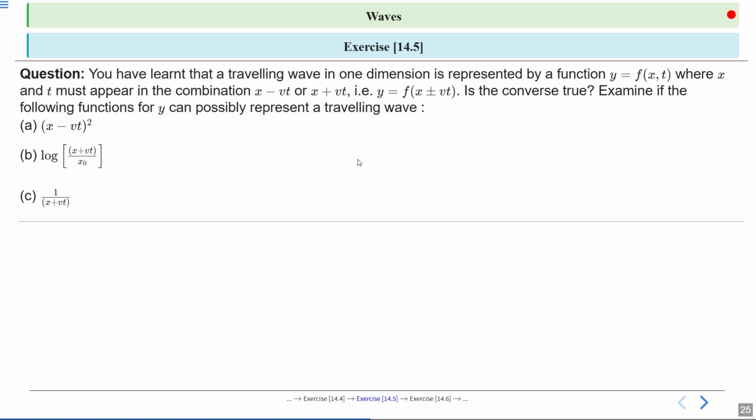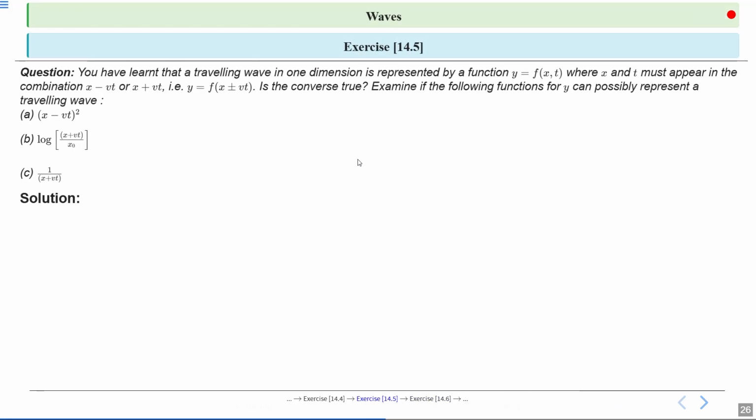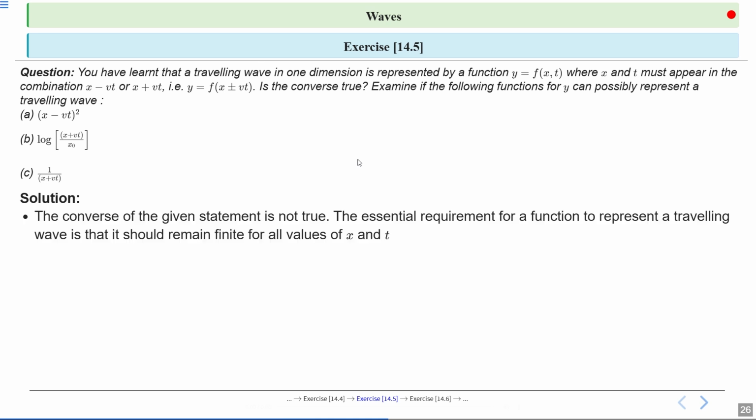A. x minus vt whole square. B. Log of x plus vt divided by x naught. And C. 1 divided by x plus vt. Let's see the solution. The converse of the given statement is not true. The essential requirement for a function to represent a traveling wave is that it should remain finite for all values of x and t.